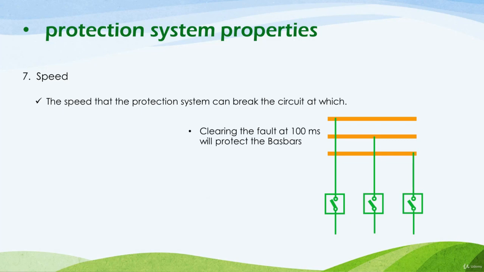And this means the full current will pass through the bus bars for a period of 100 milliseconds, and in that condition the bus bars will not be affected, or burned out, as the full current passes through them for a very short time. And in that case the protection system has done its job well.